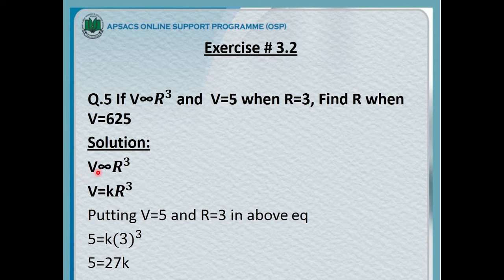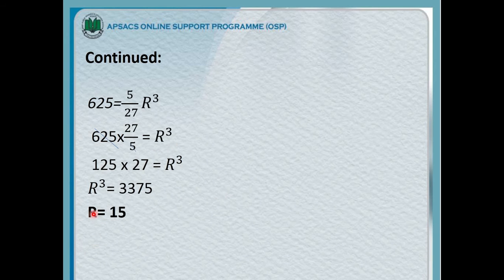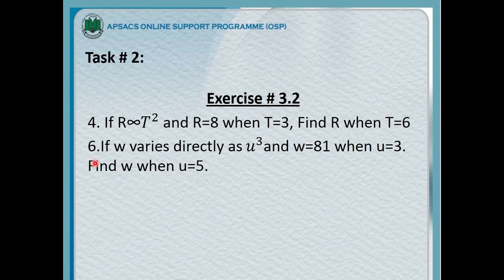As given, v is directly proportional to r cube. By removing this constant of proportionality, we get v equals k r cube. By putting v and r in above equation, we get the value of k. Now by putting the value of k, we get equation that connects v and r. We name this equation as equation number 2. Now finding r when v is 625, by putting the value of k and r in above equation, we get the value of r. Task number 2. Now students, you are required to solve question number 4 and 6 of exercise 3.2.